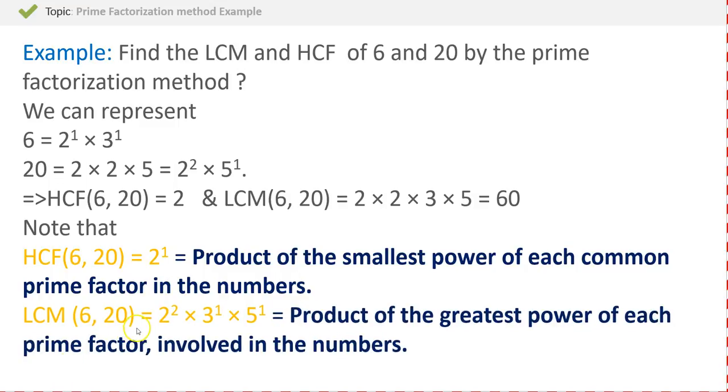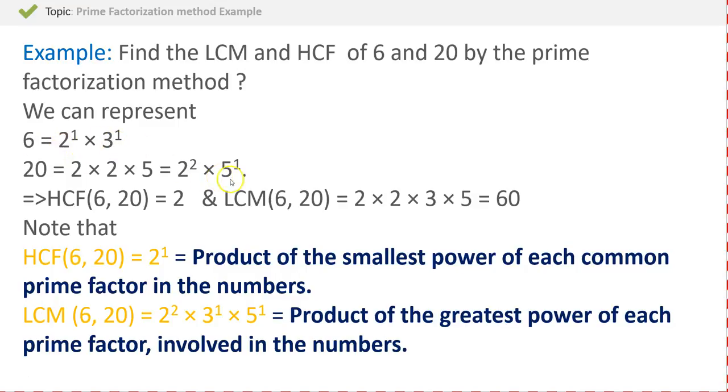Similarly, the LCM of those two numbers is 2 square multiplied by 3 to the power 1 multiplied by 5 to the power 1, which is basically the product of the greatest power of each prime factor involved in the numbers. So what it means is, you look at both the numbers and look for all the distinct prime factors. In this case I had 2 and 3, and in this case I had 2 and 5. So the distinct prime factors between 6 and 20 are 2, 3 and 5.